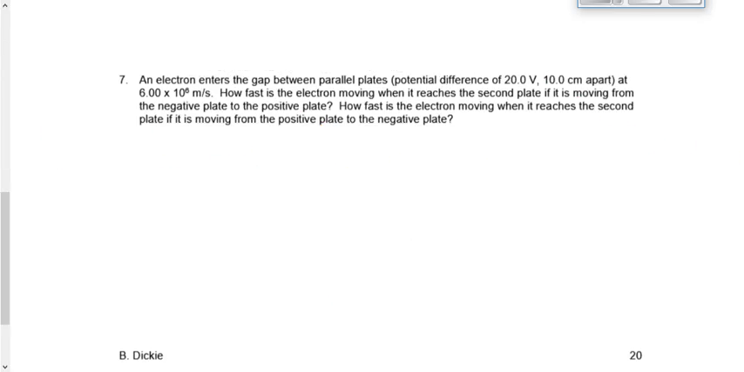Question 7. This is a good question. I like this one. An electron enters the gap between parallel plates with a potential difference of 20 volts and 10 centimeters apart at 6 times 10 to the 6. How fast is the electron moving when it reaches the second plate if it's moving from negative to positive, and then if it's moving from positive to negative?